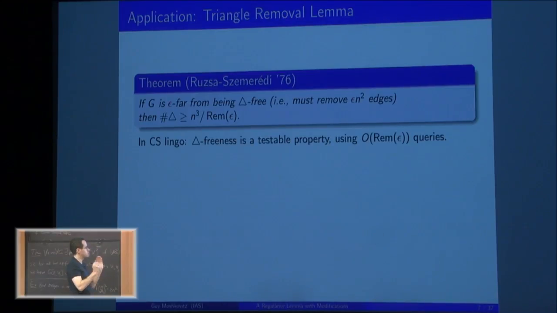So as I said before, the intuitive way to think about it is that if your graph contains order n squared, omega of n squared, edge-disjoint triangles, which is essentially like saying it's far from being triangle-free, right, you need to remove one edge at least from each triangle to get rid of all the triangles. Then the total number of triangles is omega of n cubed. Okay, this omega depends on epsilon in some unknown way. The question is, what is this way?